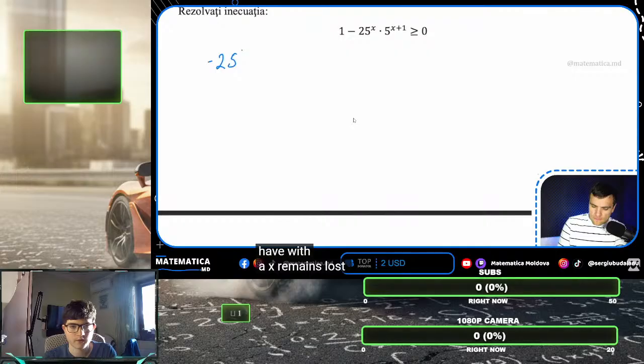Now here, 25 is 5 to the power of 2. So you move 2 to the x. So it's going to be 5 to the power of 2x. So now you can work with 5s again. Move, but actually we've got times there.